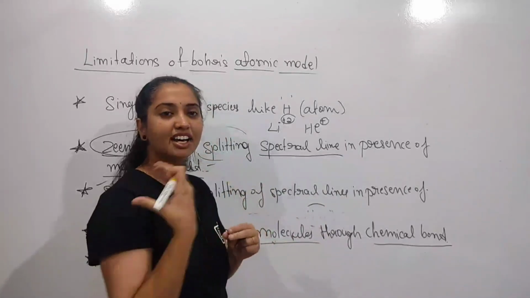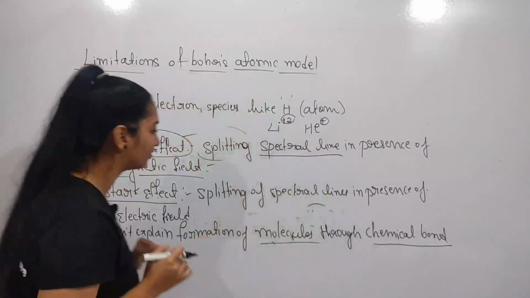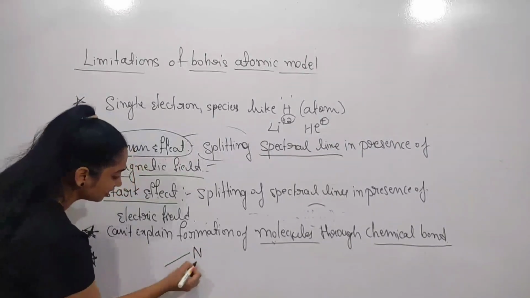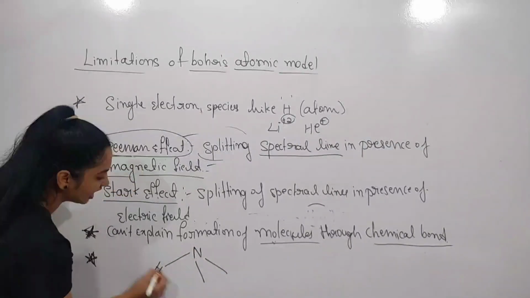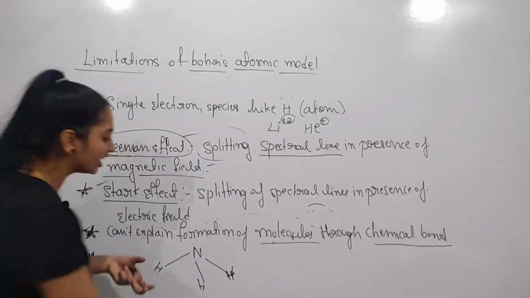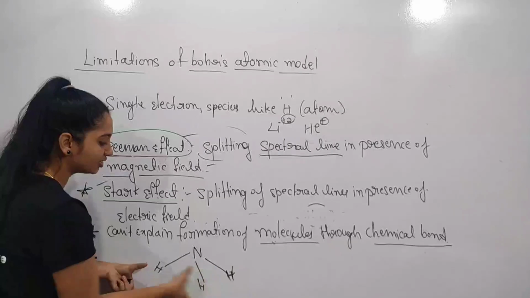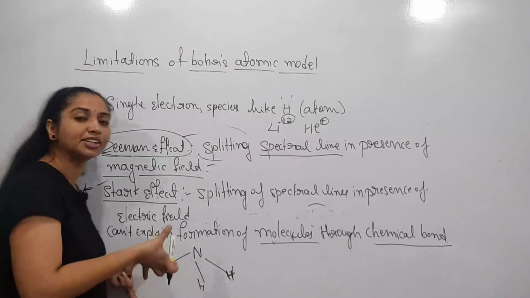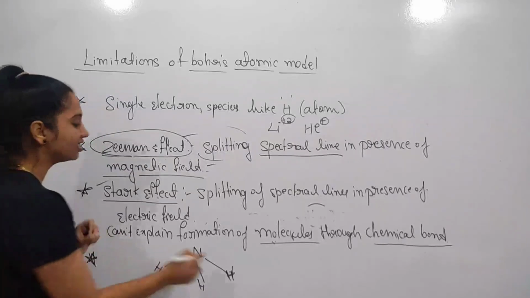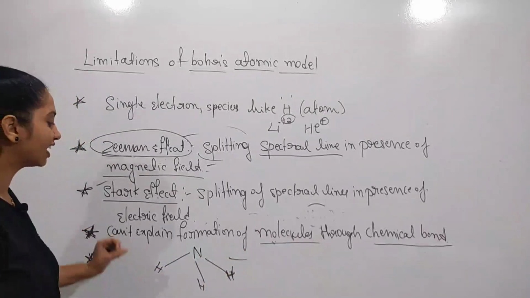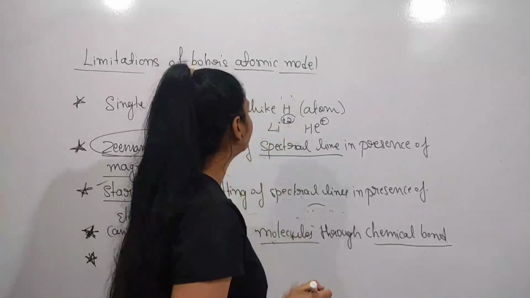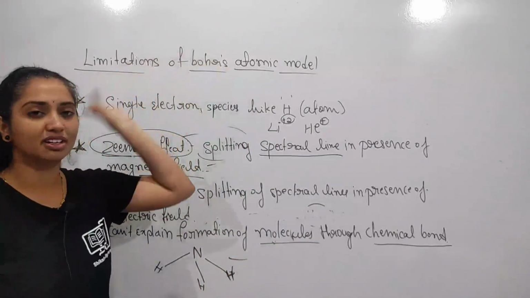And the next one is, in molecules the atoms are arranged in a fascinating way. For example, in ammonia, just consider, the hydrogens are arranged like this. Why are these hydrogens arranged in a particular fascinating way? He can't explain this also. So these are all the limitations of Bohr's atomic model.